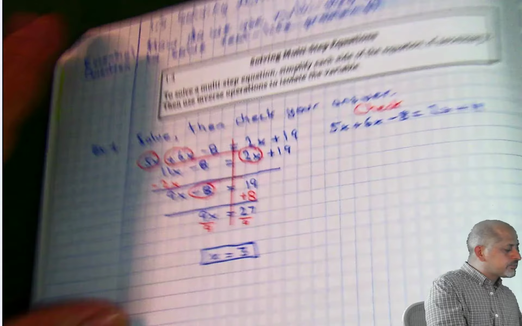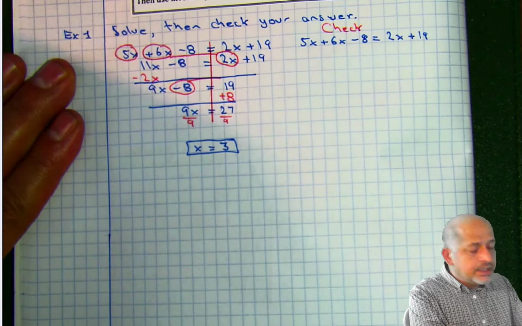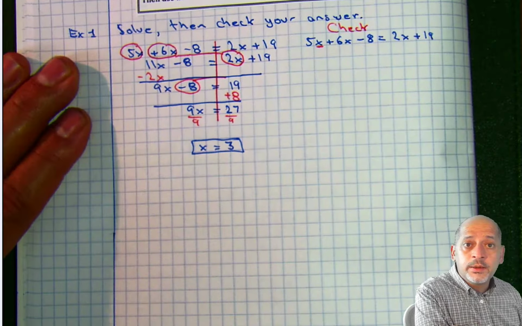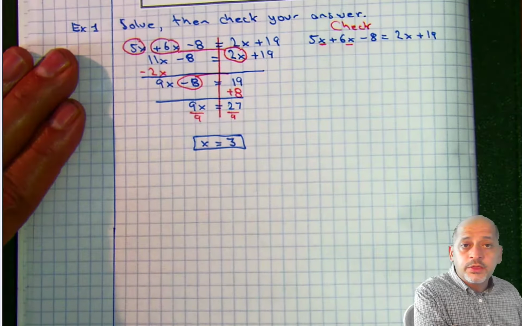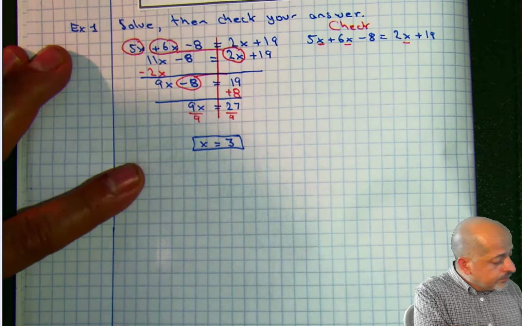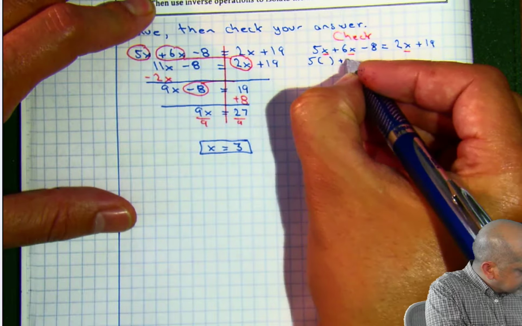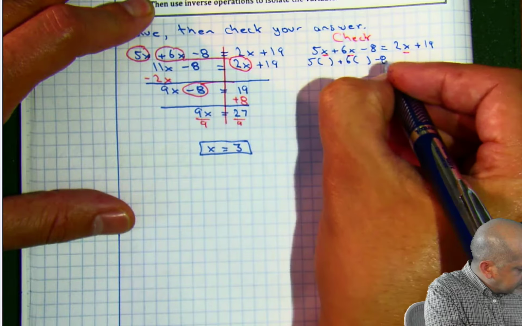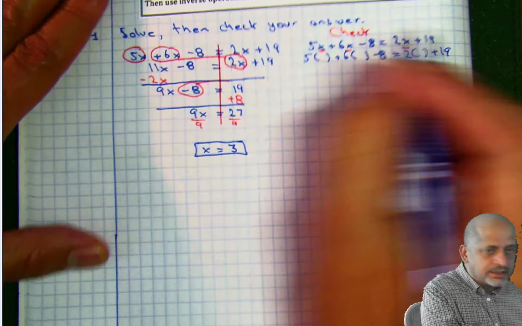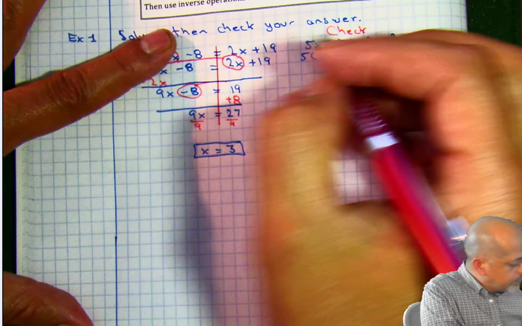And now I can plug in the value of x. The value of x is 3, so I'm going to replace this x with a 3, and I'm going to replace that x with a 3 as well. So therefore, let's set it up first: 5x plus 6x minus 8 equals 2x plus 19. But instead of the x, I'm going to replace it with a 3.